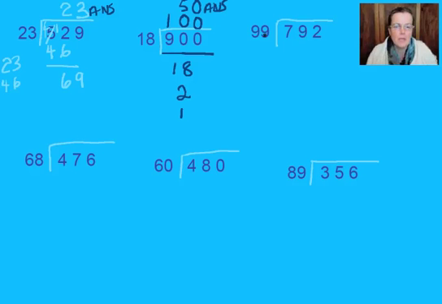Let's try this one. Ooh, 99 into 792. Do you know what? Who knows their 99 table? But we all know the hundreds times table. So 100, 200, 300, 400, 500, 600, 700, 800. So 8 times 100 would be 800, wouldn't it? 8 times 100 equals 800.